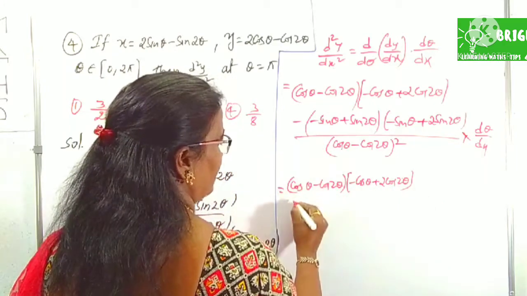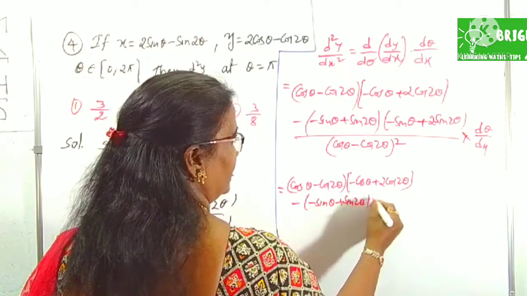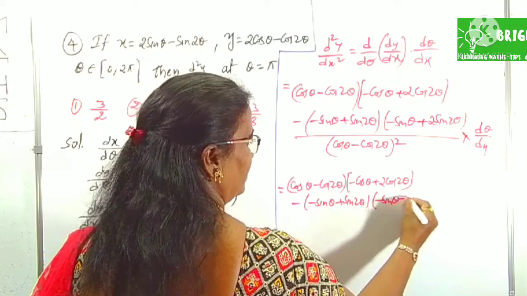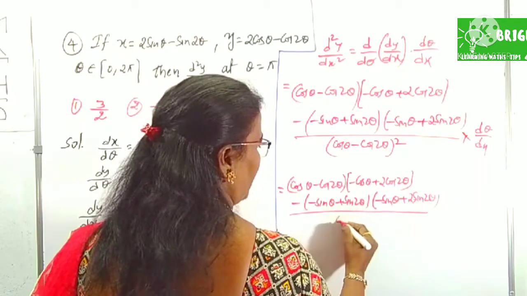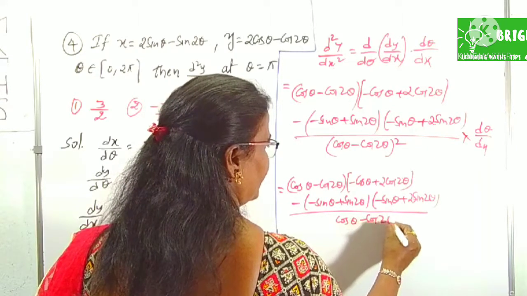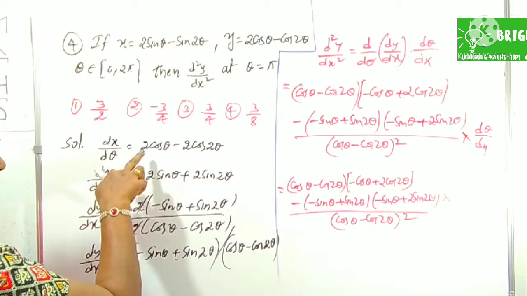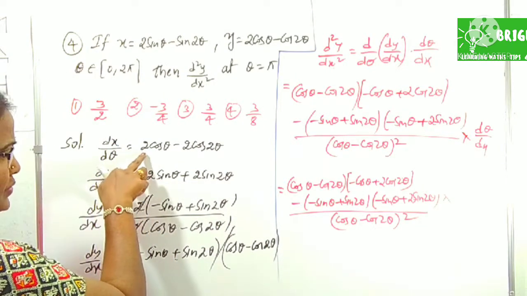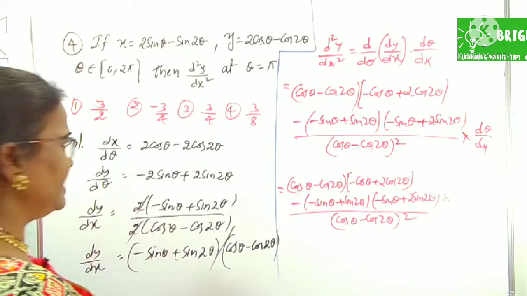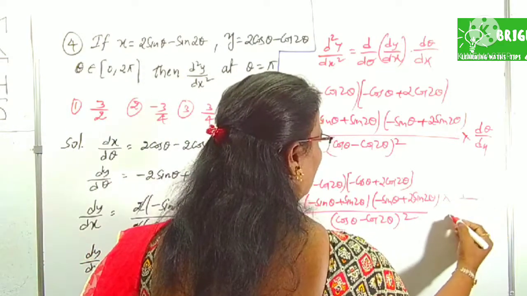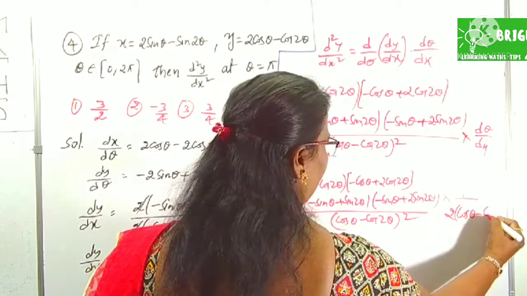Minus of minus sin theta plus sin 2 theta into minus sin theta plus 2 sin 2 theta by (cos theta minus cos 2 theta) whole square, into d theta by dx. What is d theta by dx? dx by d theta is 2 cos theta minus 2 cos 2 theta. Its reverse we have to take. What is its reverse? 1 by 2 into (cos theta minus cos 2 theta), right?